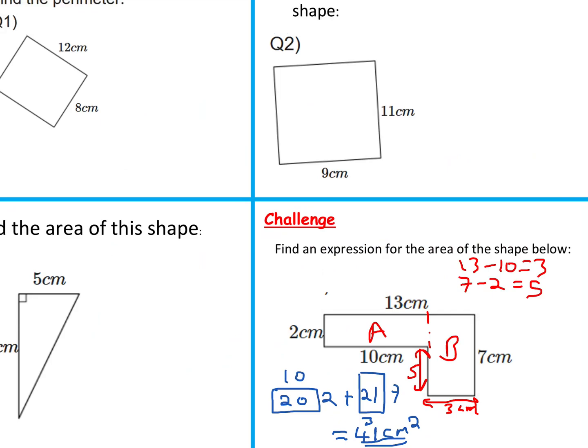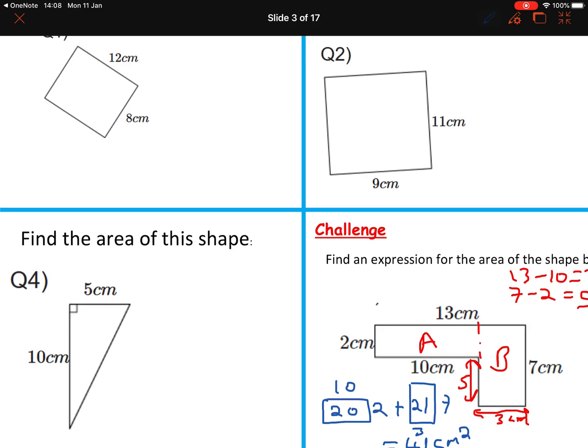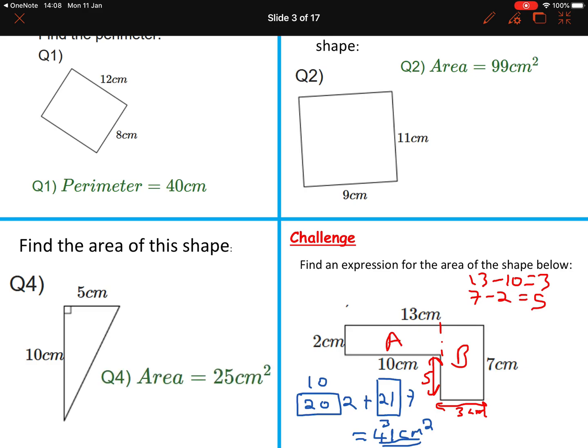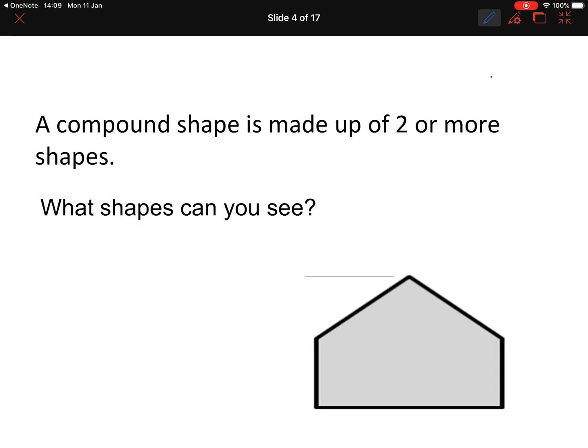All right, so let's look at the answers for the rest of these then. So that's the first one. Yep, here we go. So the first one, the perimeter is 40 centimeters. Second one, the area is 99 centimeters squared. Remember your units. Third one, area is 25 centimeters squared. Remember, it's base times height, then divide by 2. And the last one we've just already gone through. Okay, 41 centimeters squared.